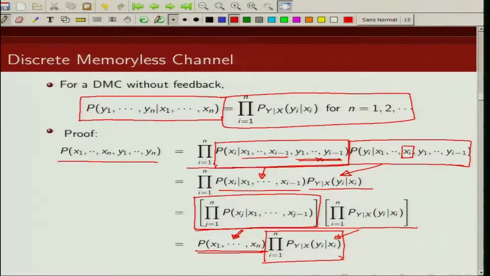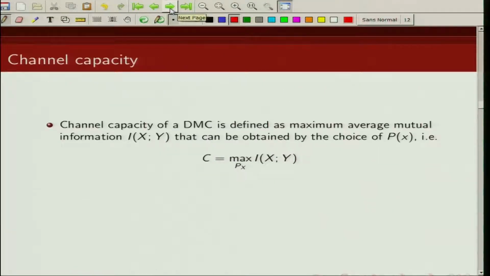Probability of yi given xi, and the product of that, all of these. Now, we define the channel capacity of a discrete memoryless channel as the maximum average mutual information that can be obtained over the choice of P of x. So, capacity is defined as the maximum mutual information between the input and output of a channel, and this maximization is taken over all possible input distributions.